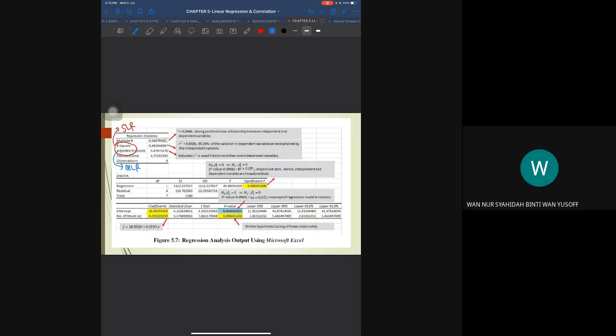Then we have the ANOVA. The ANOVA here is similar to the ANOVA that you calculate manually. But here we have the significant F, and significant F is your p-value. This p-value represents the whole data set. So for the linearity test, if you want to use the p-value method, we read from the significant F.